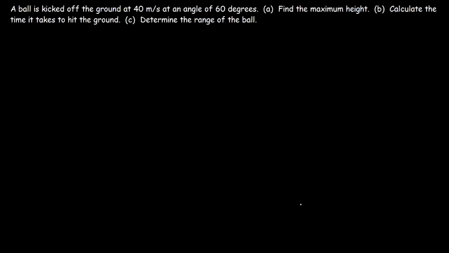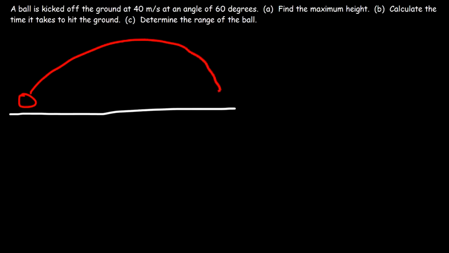A ball is kicked off the ground at 40 meters per second at an angle of 60 degrees. So the trajectory that we have in this problem looks like this. It's symmetrical. Part A, find the maximum height. So we got to calculate h.